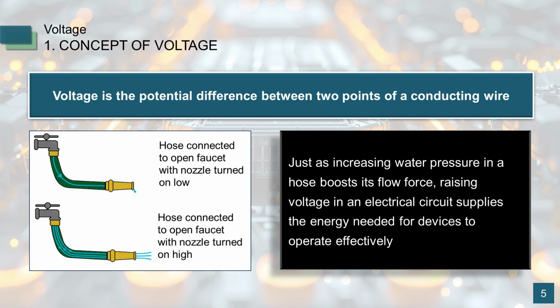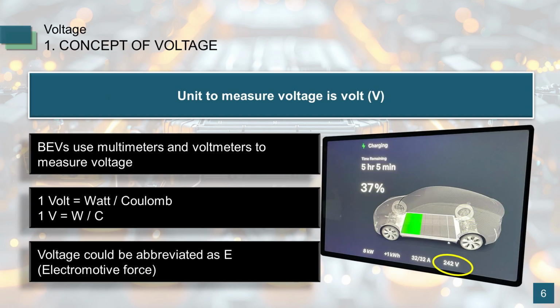Voltage is the driving force that pushes electric charges through a circuit, much like water pressure drives the flow of water through a hose. Voltage is measured in volts using the V symbol. 1 volt is equivalent to 1 watt per coulomb. Battery electric vehicles use multimeters and voltmeters to measure voltage accurately. In this image, the battery electric vehicle is being charged, and the voltage is 242 volts. Voltage represents work per unit charge, which measures the force that pushes electric charges through a circuit. Voltage could be abbreviated as E, which stands for electromotive force.